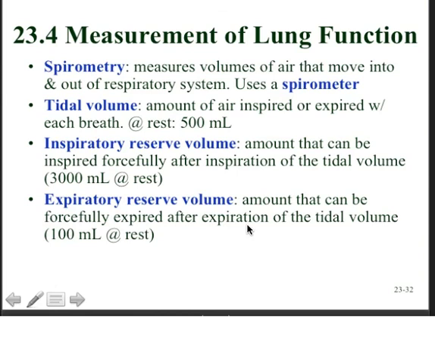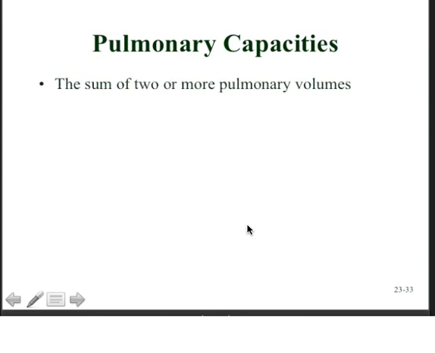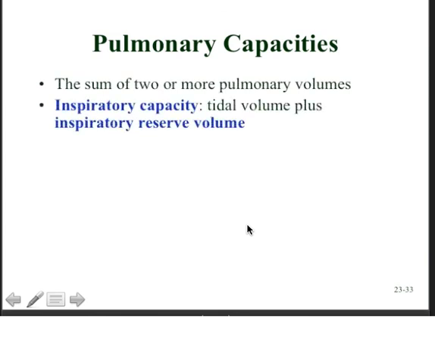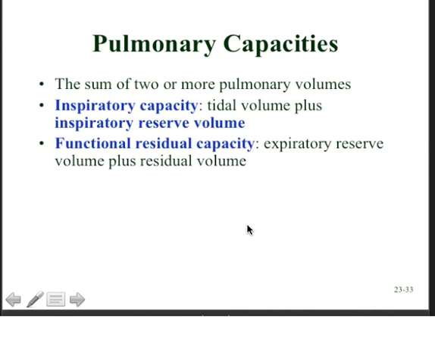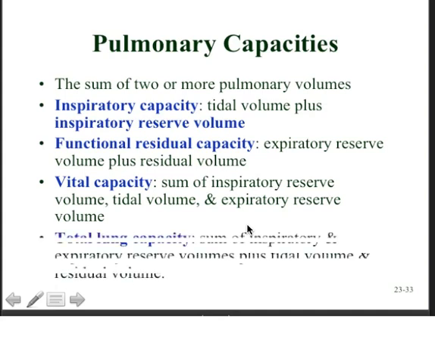And the expiratory reserve is the amount that can be forcefully expired after expiration of the tidal volume, and it's about 100 milliliters at rest, while your residual is the volume still remaining in the respiratory passages in the lungs after a forceful expiration. It's about 1.2 liters. There's also some other capacities we should note. Your inspiratory capacity is your tidal plus your inspiratory reserve. Your functional residual is your expiratory reserve and your residual. And your vital capacity is the sum of your inspiratory, your tidal, and your expiratory reserve volume, while your total lung capacity is your VC plus your residual.